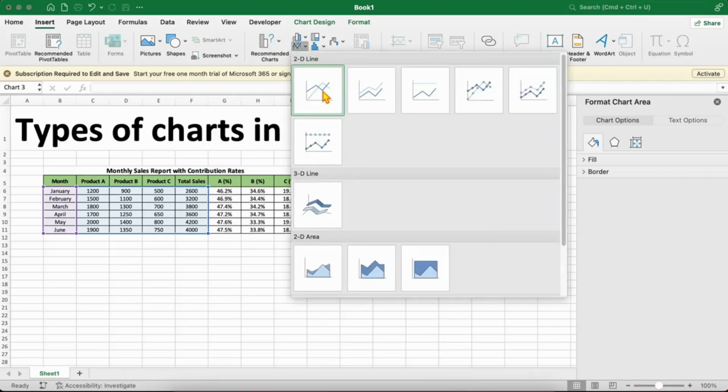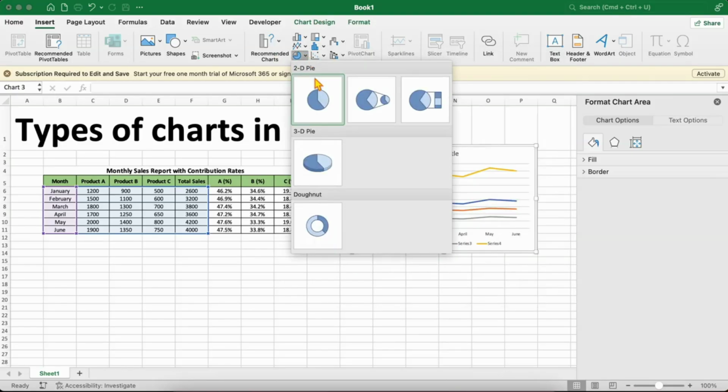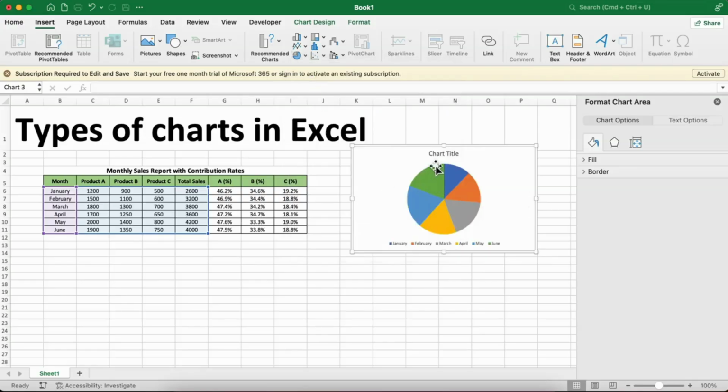The pie chart illustrates proportions within a dataset. It is best used when you want to show percentages or parts of a whole, especially when you have a small number of categories, usually no more than 5 or 6. This chart makes it easy to see the relative size of each group.